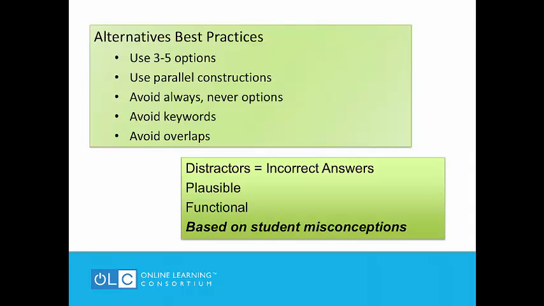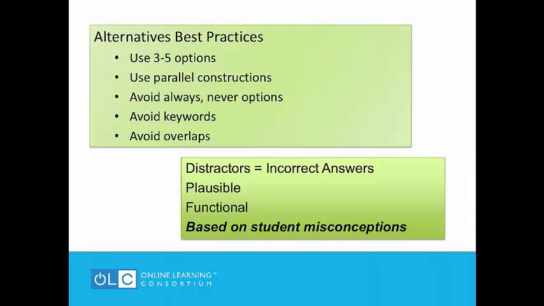We also want to use parallel constructions in our alternatives, which means formatting the alternatives in the same way so that we don't give students any clues as to what the right response might be. We want to avoid using always or never options, avoid using keywords that might help students guess the answer without really having any knowledge, and avoid overlap or two alternatives that might be possible answers to the question.